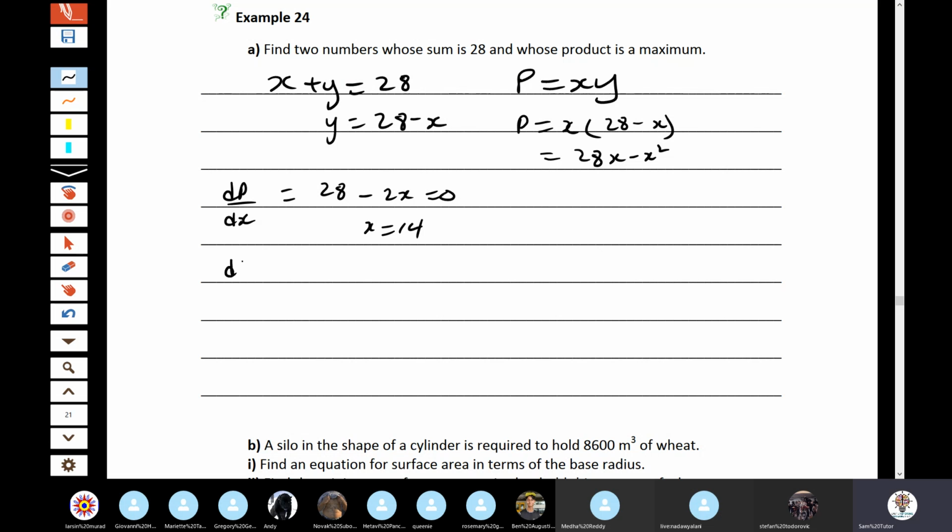Again, so what? You haven't proven it's a maximum. Again, what do we do just after you've done all that? Answer the question. It said find 2 numbers. You only found 1 number. Therefore, the 2 numbers are 14 and 14. 28 take away 14 is still 14. All good?